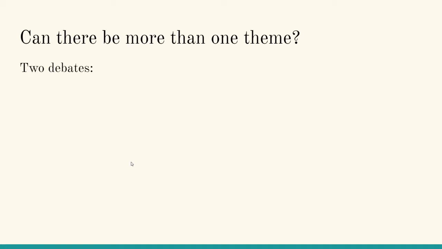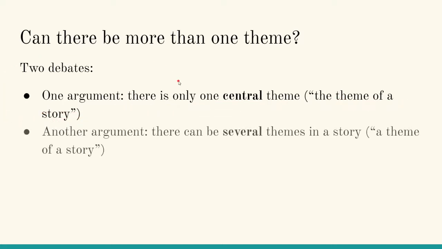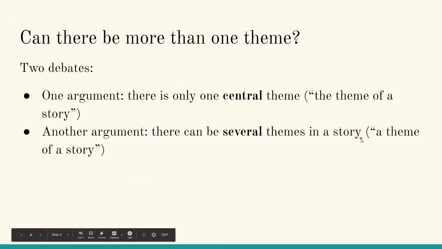So can there be more than one theme? There's two debates. Kelly Mays mentions this in the reading, that there's two sides to this argument. One side says, "Nope, there's only one central theme," and when they mean that, it means the official theme of a story, the theme of a story. Another side says, "No, you're wrong, there can be several themes in a story." So they word it more like a theme of the story. So it's not the theme, it's a theme. So there's several. Who cares? There's no right or wrong to this debate either, by the way. It's how you want to interpret it.